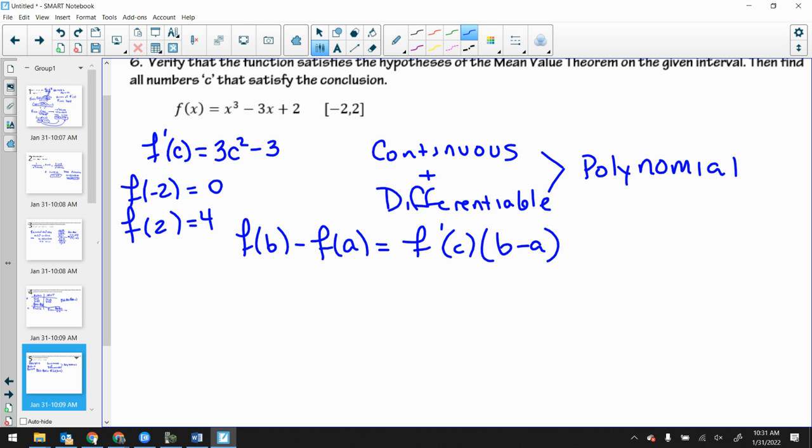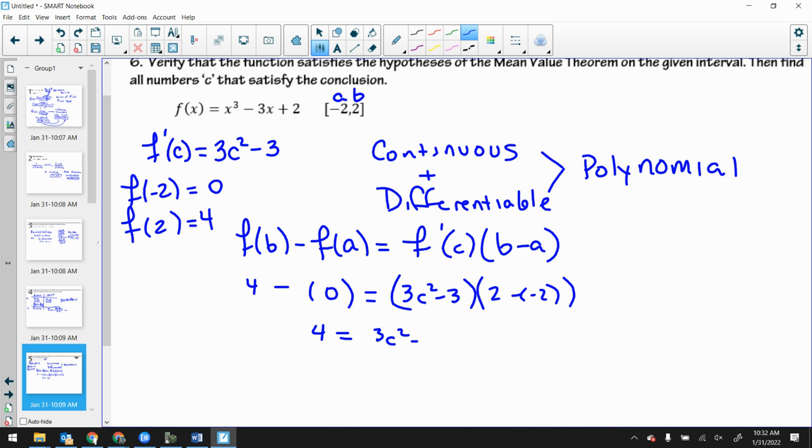So this is a and b, first term, last term. F of 2 is 4. F of a is 0. Minus f prime c, 3c squared minus 3, times b minus a, so 2 minus a negative 2. And then we say 4 equals 3c squared minus 3 times 4, right? 2 plus 2 is 4.